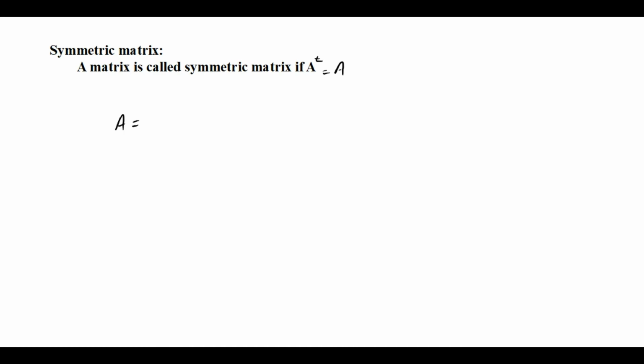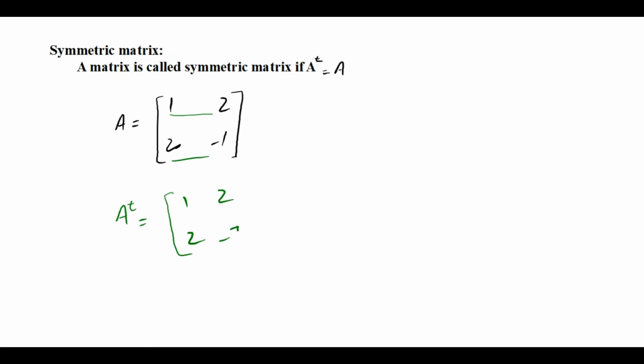If we have a matrix A, 1, 2, 2, minus 1 in brackets, if we take its transpose, which is denoted by A T, the first row becomes the first column, 1, 2, and the second row becomes the second column, 2 minus 1.